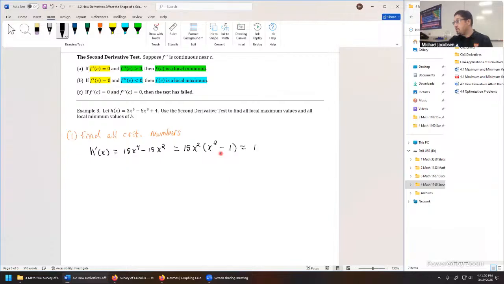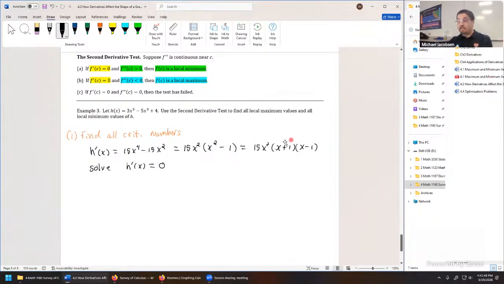So this becomes 15x squared times x plus 1 times x minus 1. So that's our first derivative in its most simplified form. The next thing we do to find critical numbers is solve h prime at x set to 0, which is really fast. We mentioned before in class, you can pretty much just read it off this line.